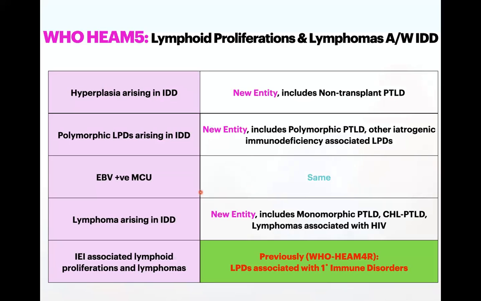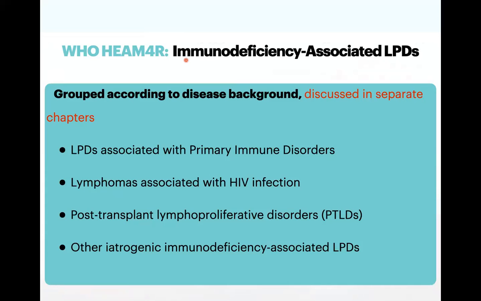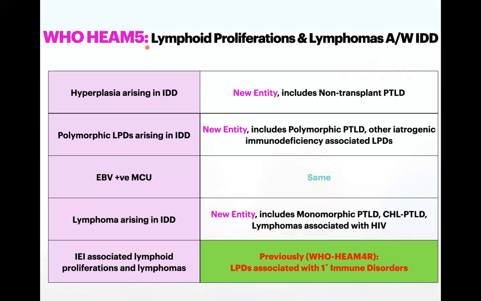Now in the 5th edition, instead of calling it just immunodeficiency-associated, they are calling this category lymphoid proliferation and lymphomas associated with immune deficiency and dysregulation. I'll come to why they have included the term dysregulation. So hyperplasia arising in the immunodeficiency and dysregulation setting is a new entity. It includes non-transplant, post-transplant lymphoproliferative disorders.